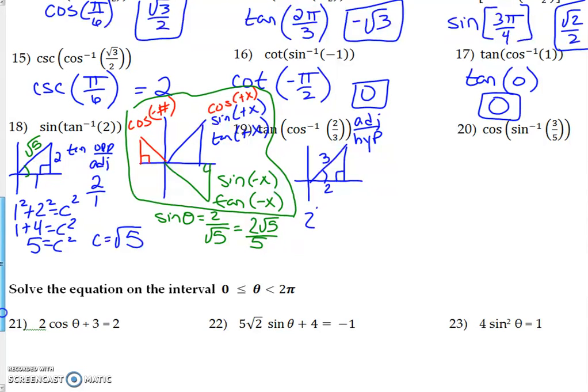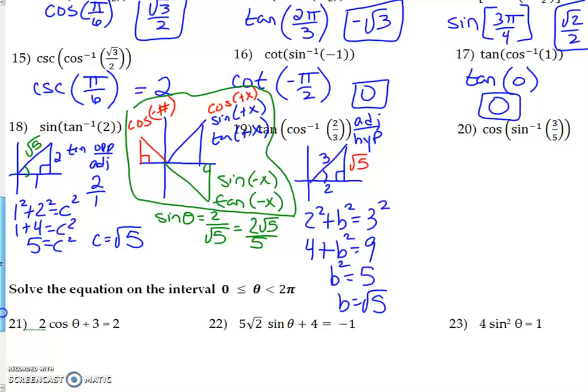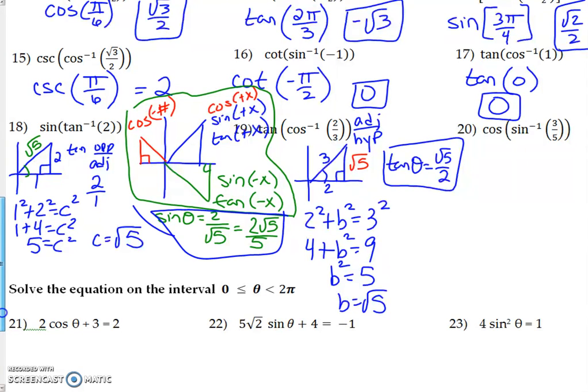So using the Pythagorean theorem, I have 2 squared plus b squared equals 3 squared. And finish solving. So b squared is equal to 5, and b is equal to the square root of 5. That goes on my diagram. I actually want to know what's tangent of the same angle. So my tangent of the same angle is opposite over adjacent, so square root of 5 over 2. And it doesn't need to be rationalized. It's good to go. So that's my answer for this problem.